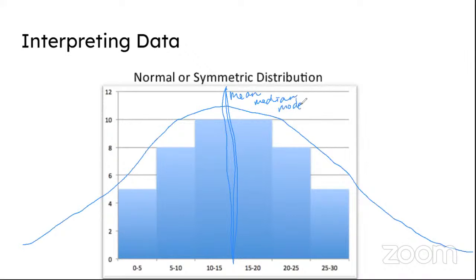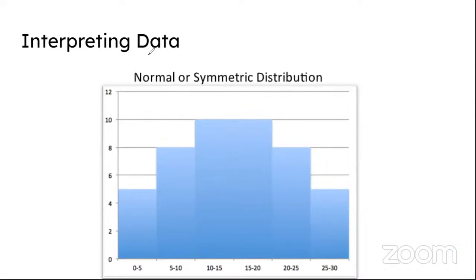We never really got too much into mode, but remember, mean is the average, median is what's in the middle, and mode is what appears the most. Okay, so this is a normal distribution.